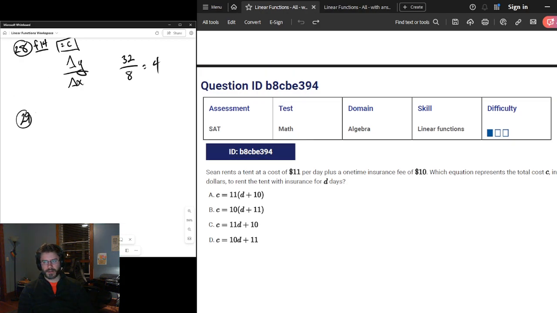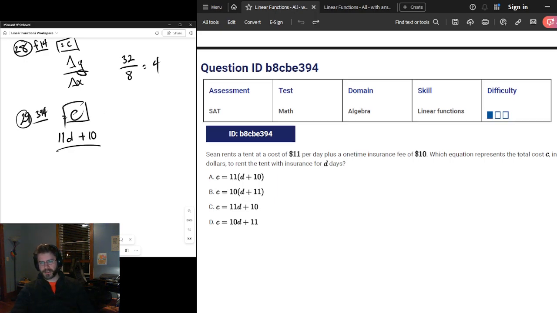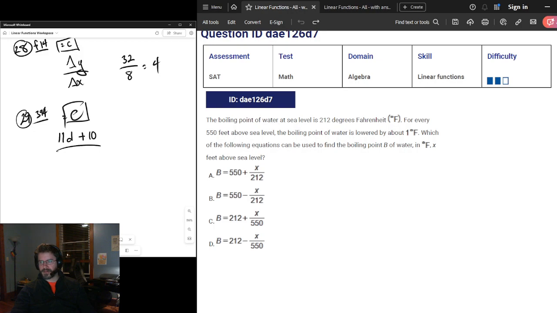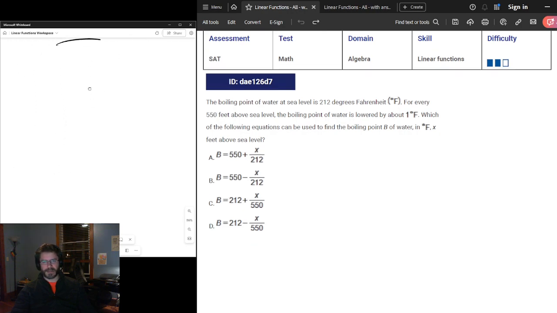29, code 394. Cost is $11 per day. That's a slope. 11 per day plus a one-time fee of $10. Which equation represents the total cost for D days? So we've already written it. 11D plus 10. Oh, that's a happy accident. Didn't even finish reading the question. We already got it. I've never done that one before, but that just goes to show if you practice enough, you accidentally get the answer sometimes.